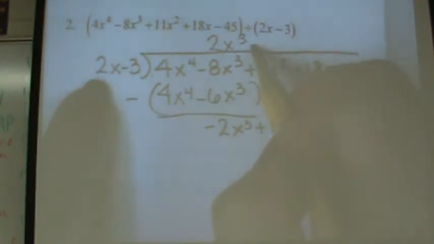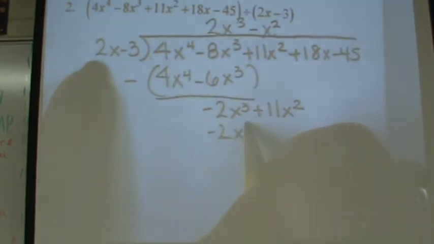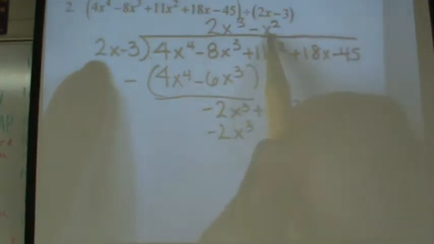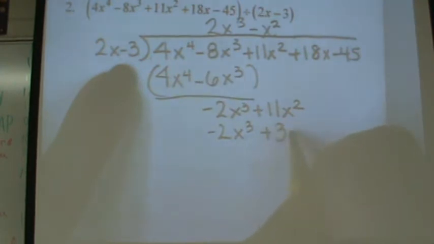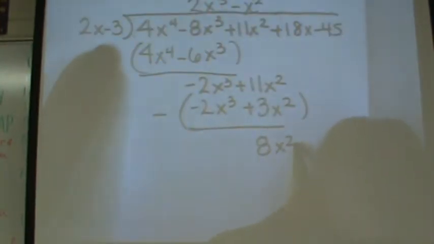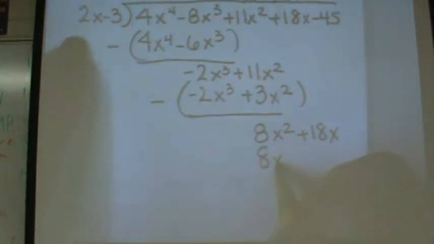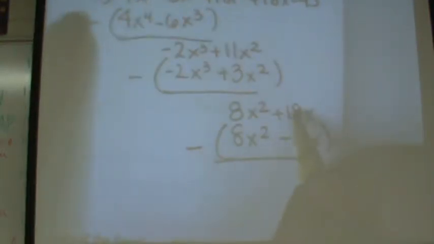So 2x times negative x squared, this times this is negative 2x cubed, and this times this is positive 3x squared. So when you subtract these, you end up with 8x squared, and then bring down 18x, and we get a 4x here. 4x times this is 8x squared minus 12x. When we subtract these, you end up getting 18 minus a negative 12 is 30x.